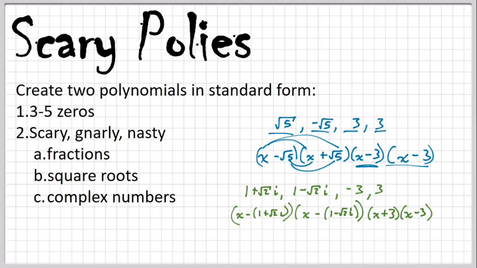That's how you guys are going to make your scary polynomials. There's only 2 that you guys have to make. One that has 3 to 5 zeros and one that's scary, gnarly, nasty. Using one of these. That's how you're going to make them look nasty. Scary. Can you use multiples? Yeah. What does that mean? Multiple. Yeah, well, and like, yes. You can use multiples. You can have fractions and complex numbers if you want to make them look nasty.